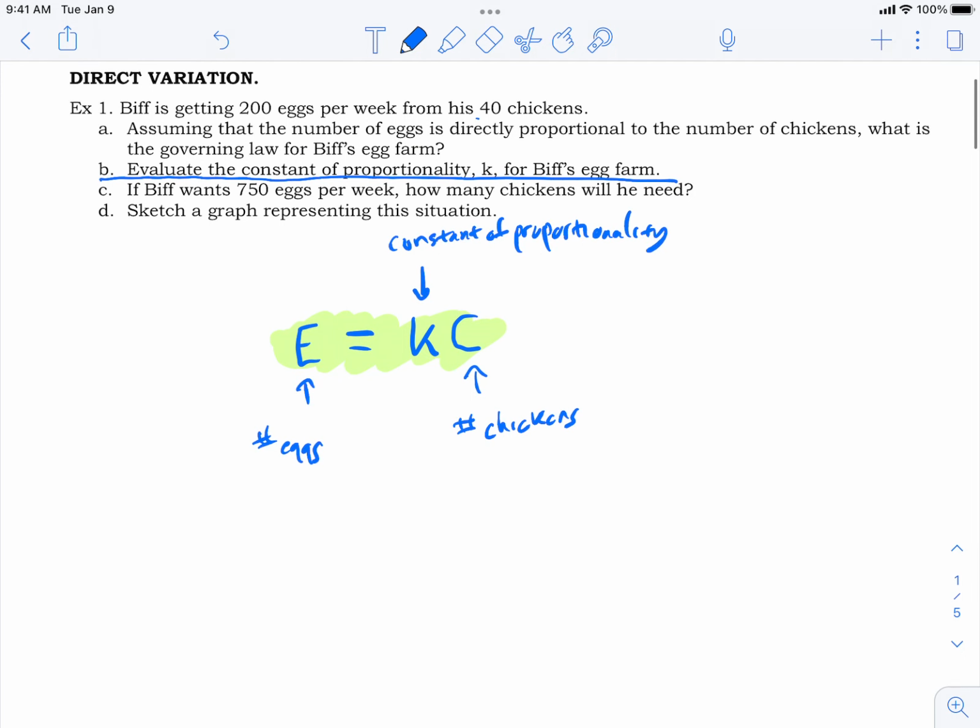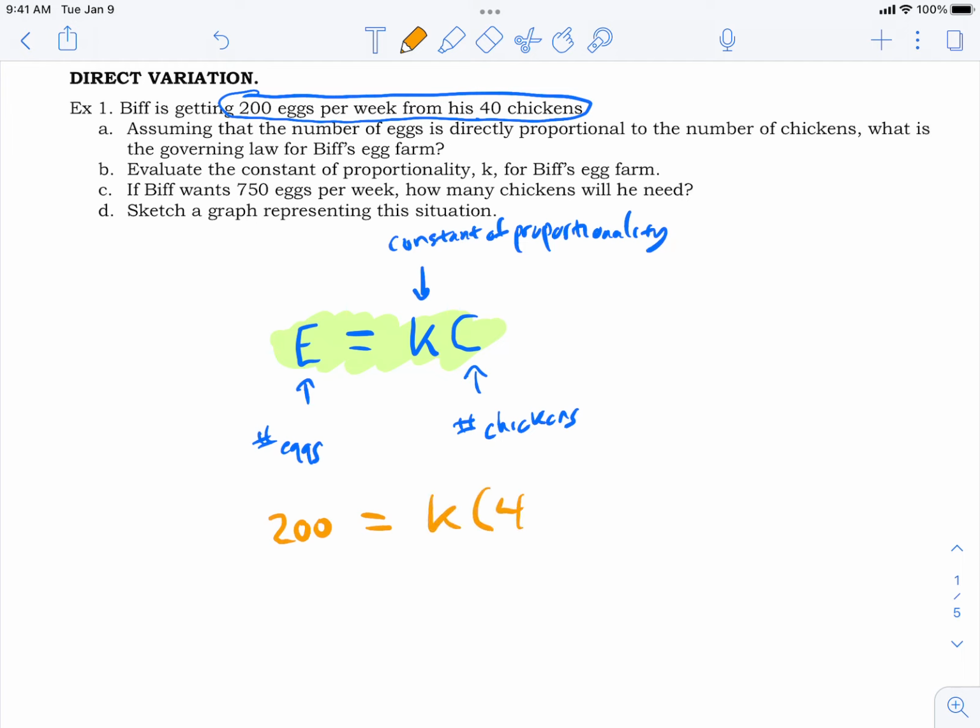What's the K? Well, see, the thing is, up here we have some information that we can use. This information says that when the number of eggs is 200, we get, or I guess we don't get, we have 40 chickens. I guess it's maybe more natural to say when we have 40 chickens, we get 200 eggs, but in terms of the math formula, you can say it either way. But anyway, we know what the E is. They told us 200 eggs. We know what the C is, 40. They told us 40 chickens.